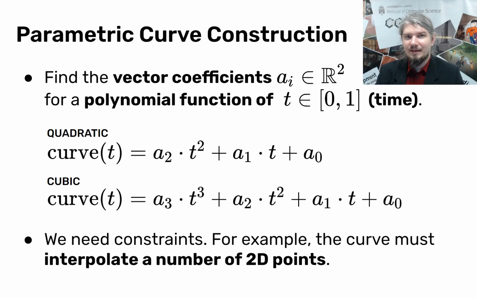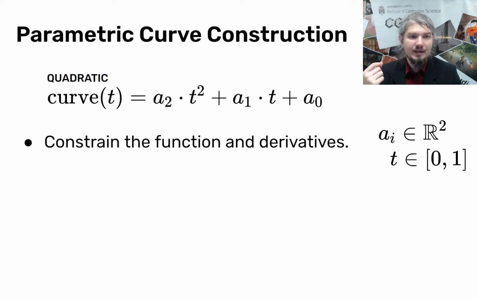Now fixing the degree of the polynomial is just the first step. We also want to specify the constraints. Should our polynomial pass through different points, or should its derivative be a very specific value for certain values of t, and so on. So let's see how we can make a quadratic parametric curve. So we have this quadratic function, a2 times t squared plus a1 times t plus a0.